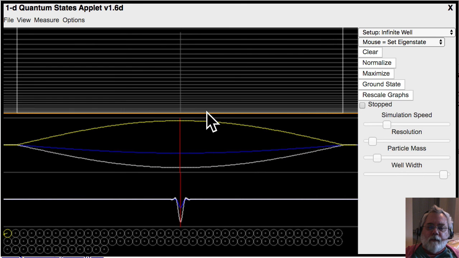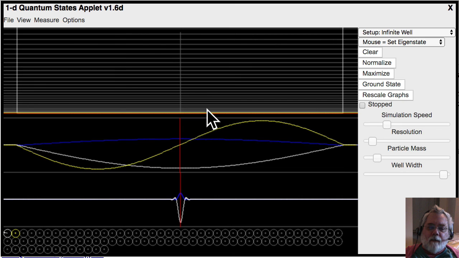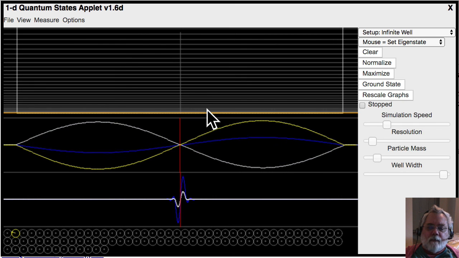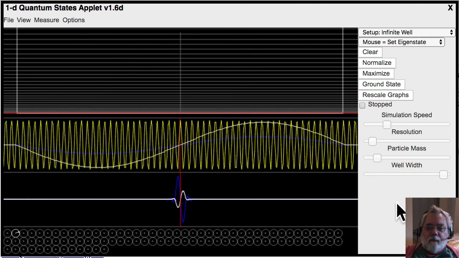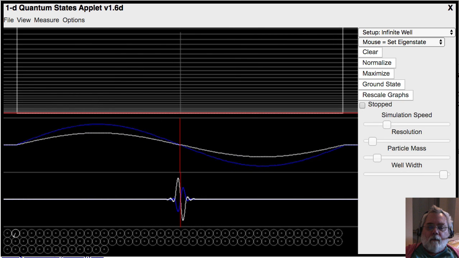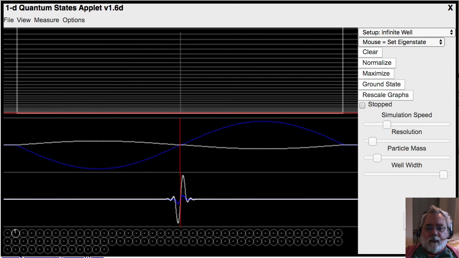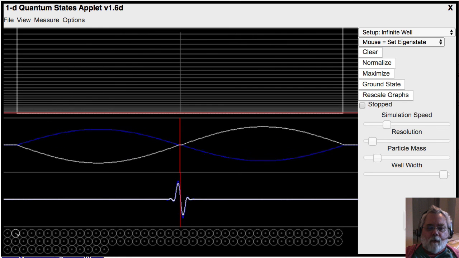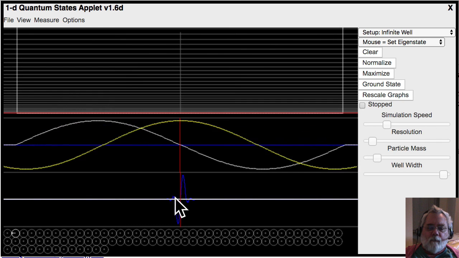Let's see if I can get it. Okay. Now I've changed from the ground state to the first excited state. There is a node at the center of the box now. So we're seeing the first excited state wave function, real and imaginary parts. We're seeing the real and imaginary parts of the momentum here.